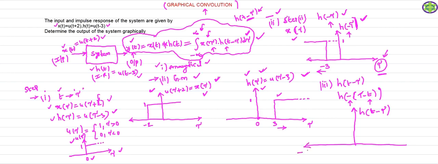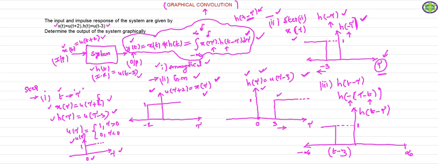So this is your signal. You just shift your h of minus tau right hand side by t units. Whenever you shift h of minus tau right hand side by t units, you just get this signal. This signal is like this. You just add t to minus 3. So this is your 1. You just observe the signal h of t minus tau.